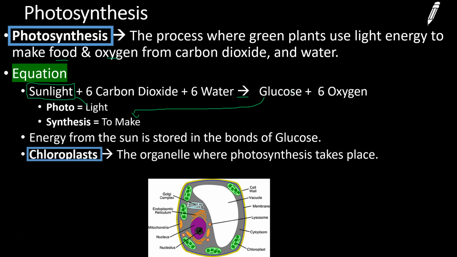Okay, so where does all this take place? In plants, it takes place in the chloroplast. There are these green jelly donut looking things, and they're in plant cells, okay? This is where photosynthesis occurs.